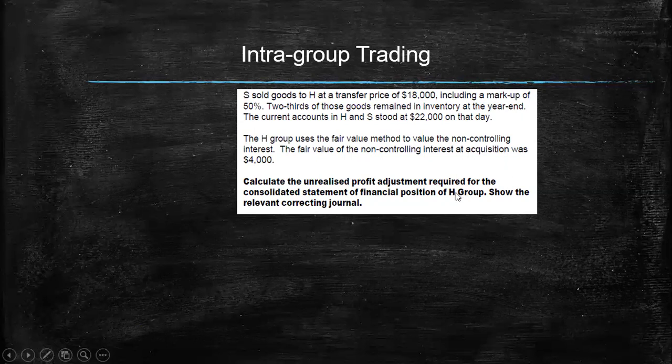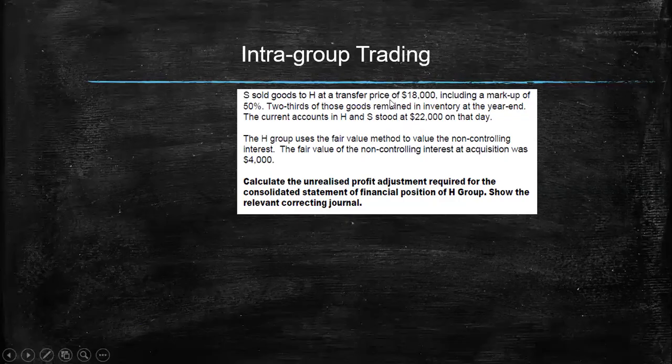Yes, because it's H group, so H is the parent and S is selling goods to H. So the subsidiary is selling goods to the parent at a price of 18,000, and this includes a markup of 50%. Now we basically need to find the profit made by the subsidiary on this sale.